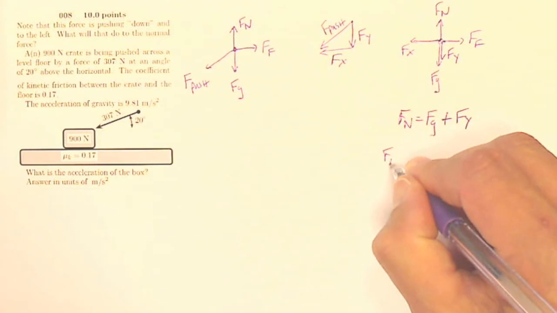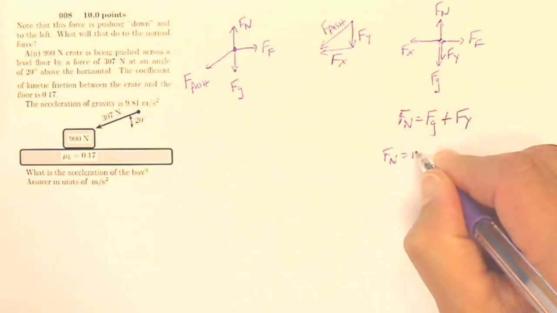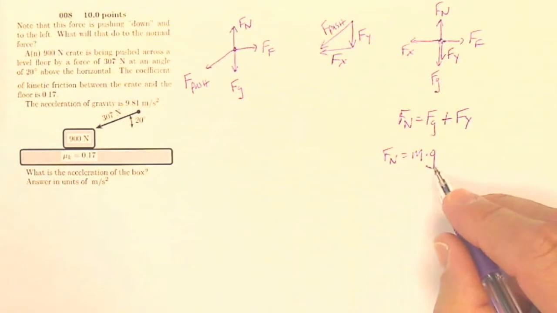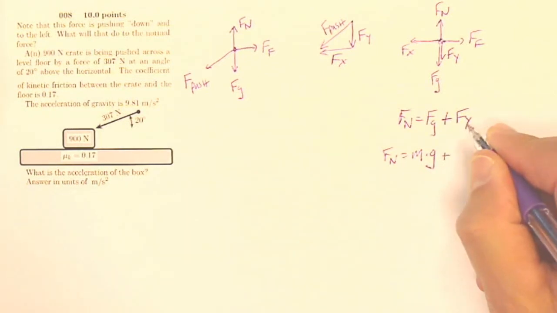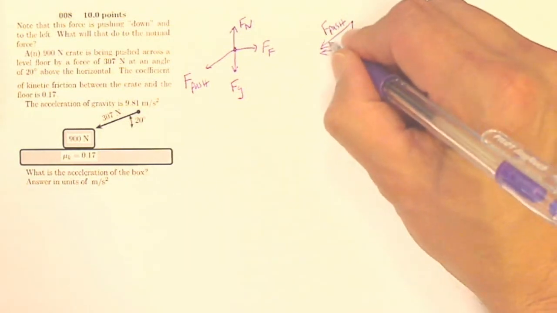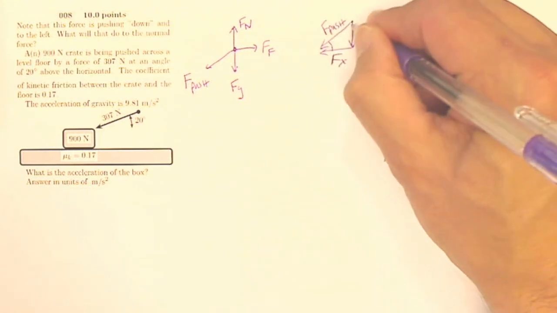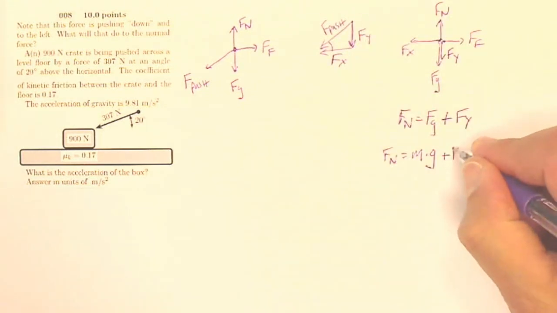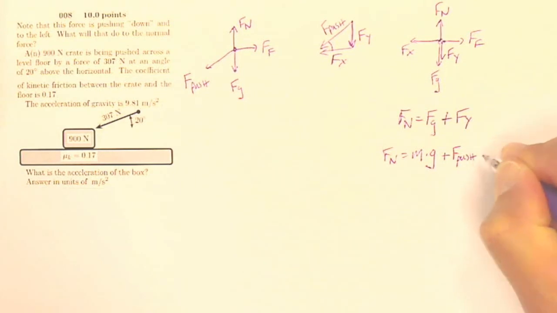So that would give me my normal force is going to be my gravity, which is going to be mass times the acceleration of gravity. So that's 900 times 9.81 for me. My force in the y direction is going to be, if I know my push, then my y is going to relate to the sine. So that's going to be F push times the sine of the angle.